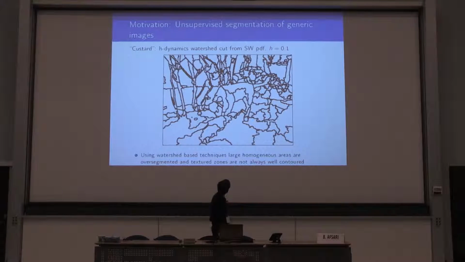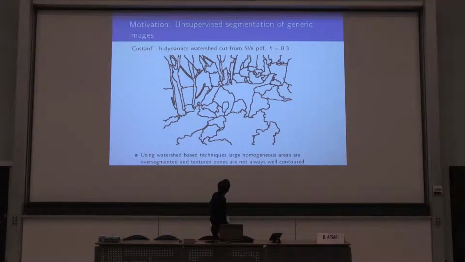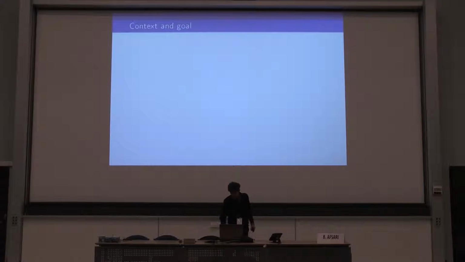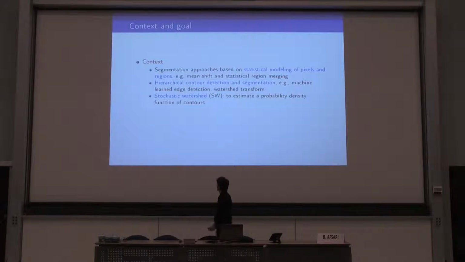The problem is, as the original source of information for the segmentation is a local information given by the gradient, you can have some problems when you try to reduce the number of regions in the areas where the gradient is relatively low, locally. So a way to improve this is to introduce more regional information during the segmentation procedure, in particular, in the case of the stochastic watershed. So this is more or less the context of the work.